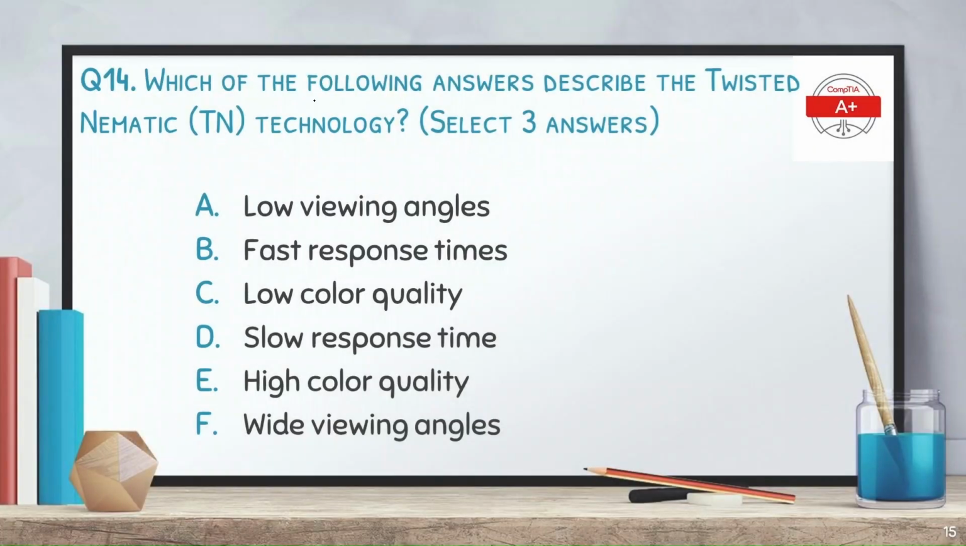Question number 14: which of the following answers describe the twisted nematic technology, or TN technology? Again, we have to select three answers. Options are A, low viewing angles, B, fast response time, C, low color quality, D, slow response time, E, higher color quality, and F, wide viewing angles. Again, this is a display technology, and the correct options for the TN technology are low viewing angles, fast response times, and low color quality.